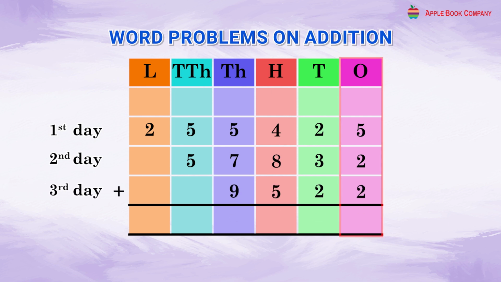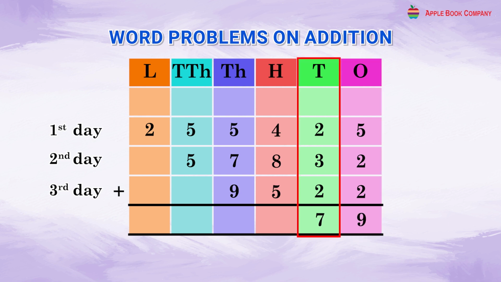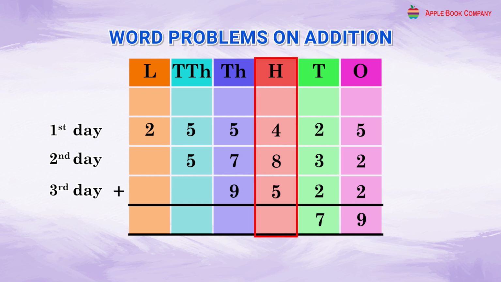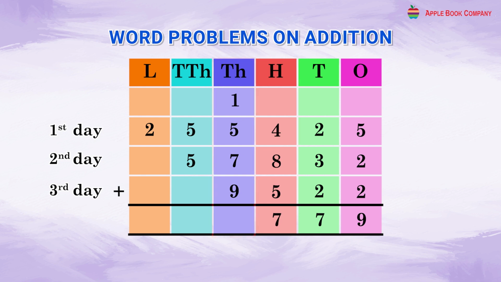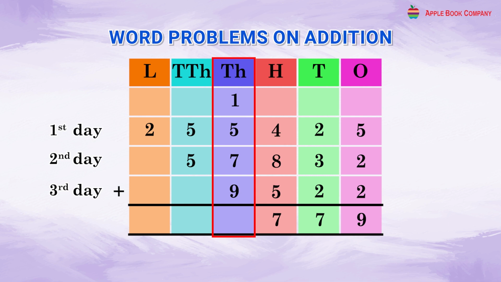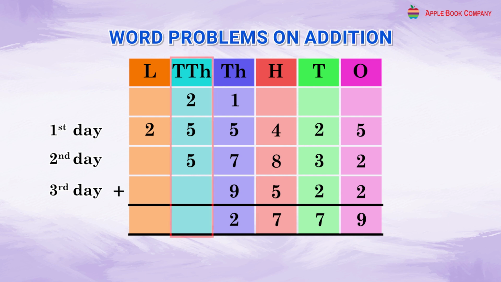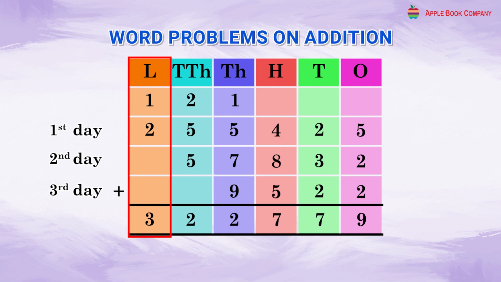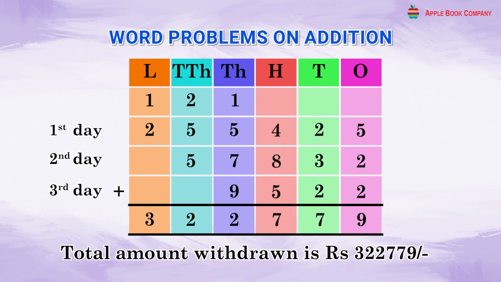5 plus 2 plus 2 is 9. 2 plus 3 plus 2 is 7. 4 plus 8 plus 5 is 17. Carry forward 1 to the thousands place. 1 plus 5 plus 7 plus 9 is 22. Carry forward 2 to the 10,000s place. 2 plus 5 plus 5 is 12. Carry 1 to the lakhs place. 1 plus 2 is 3. Therefore, the total amount withdrawn is 3,22,779.